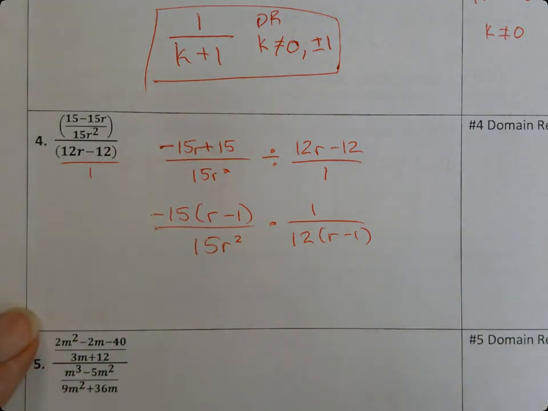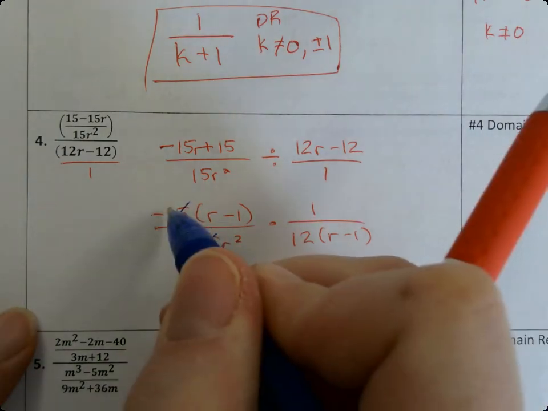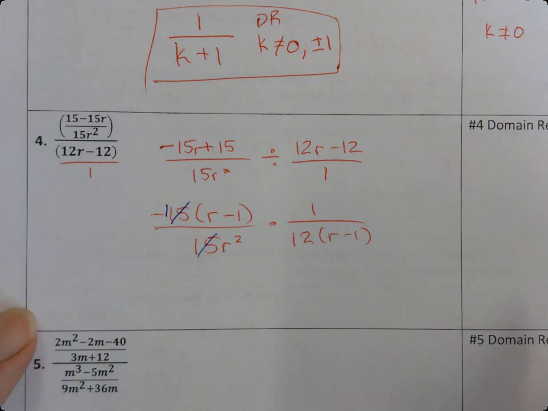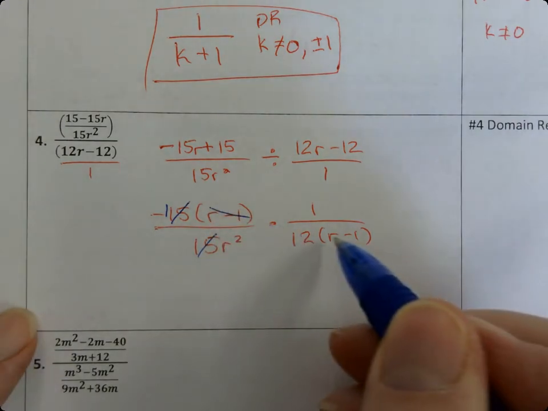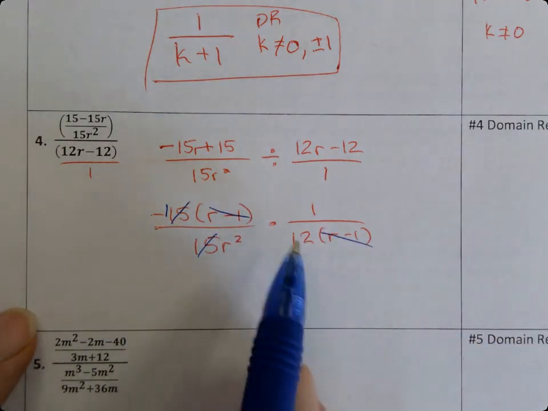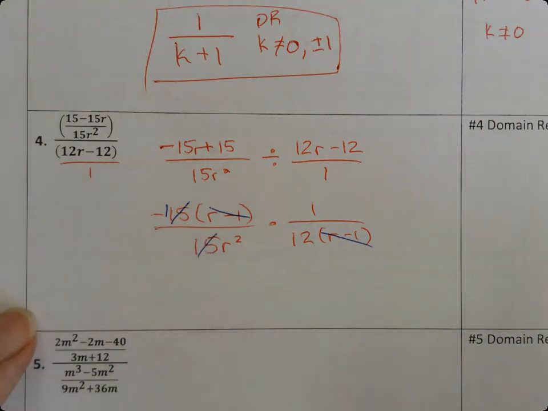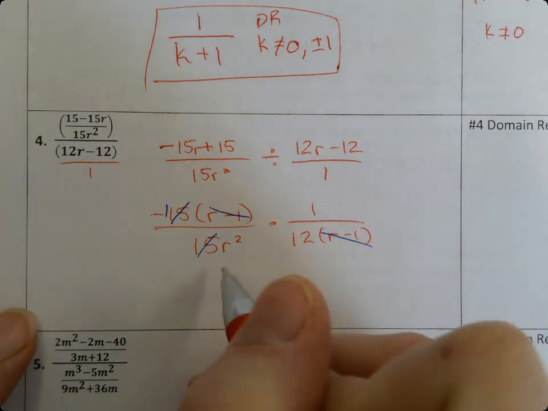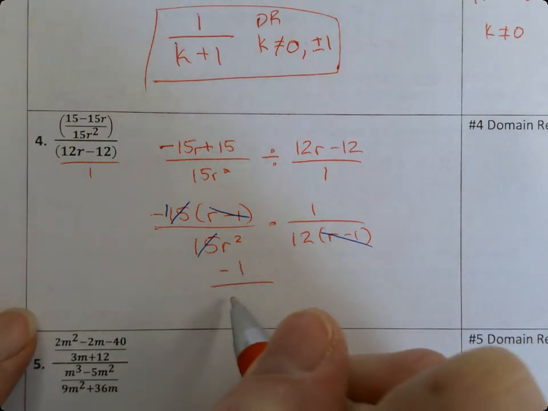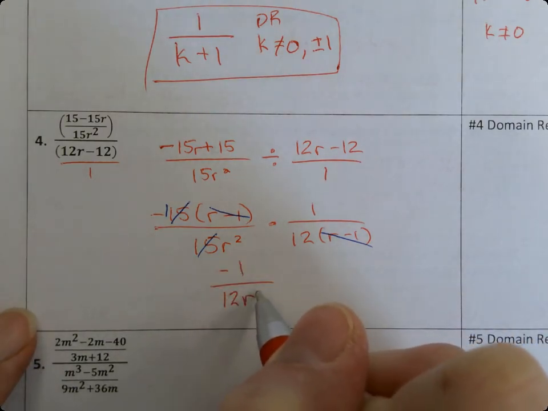Okay, what cancels here? Well, the 15s cancel, right? But I am left with the negative 1. The r minus 1s cancel. You could have canceled the 15 and 12 to reduce, and you'd have to keep reducing. What do I end up with? Negative 1 over 12r squared.